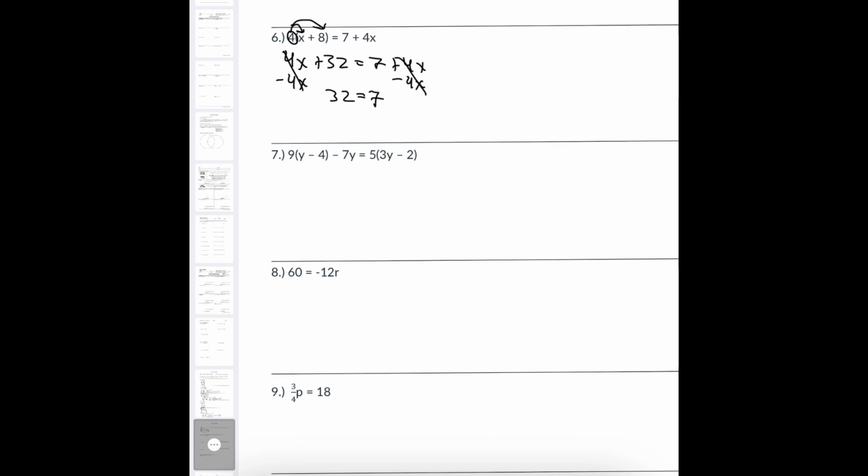So on both sides of the equation, our x's are going to cancel out, which leaves me with 32 equals 7. But here, I don't have any variables left. My variables completely canceled out here and here. All I have left is 32 equals 7. This is a false statement because 32 is not the same thing as 7. And so therefore, that means there is no solution.